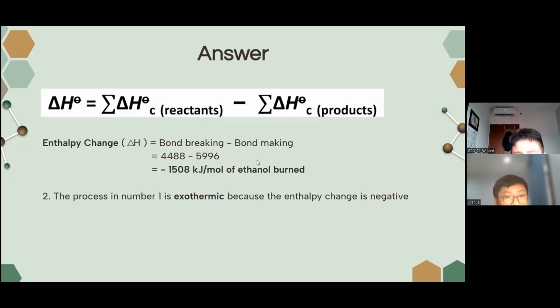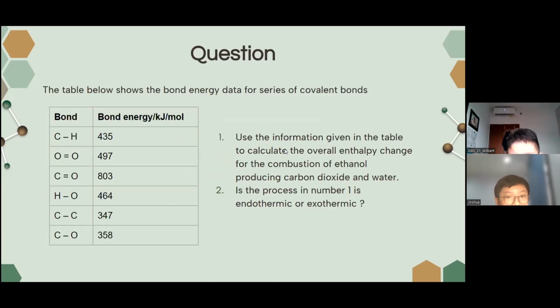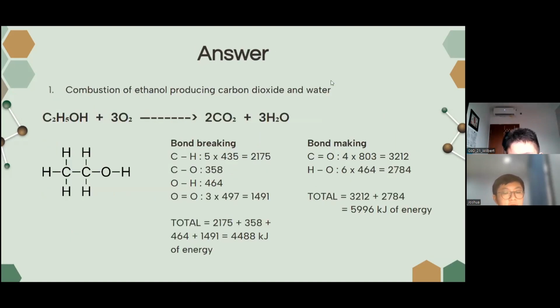Can you go back for a while to number 2? Okay. Yeah, this one. For the bond breaking, you forgot the CC bond because ethanol has carbon. Oh yeah, I forgot the CC. Yeah, just making sure. Okay, I will proceed to the next one.